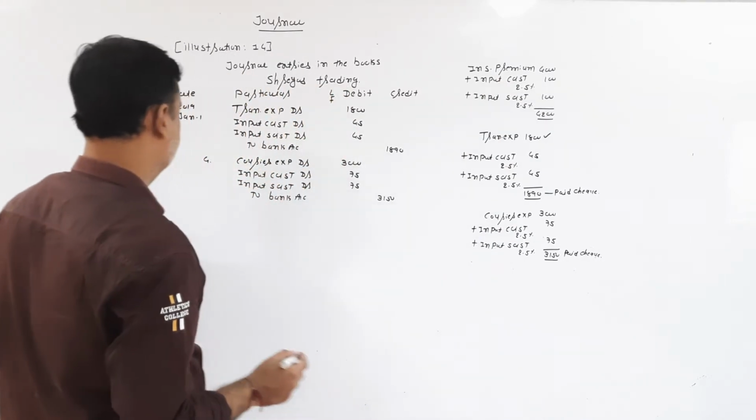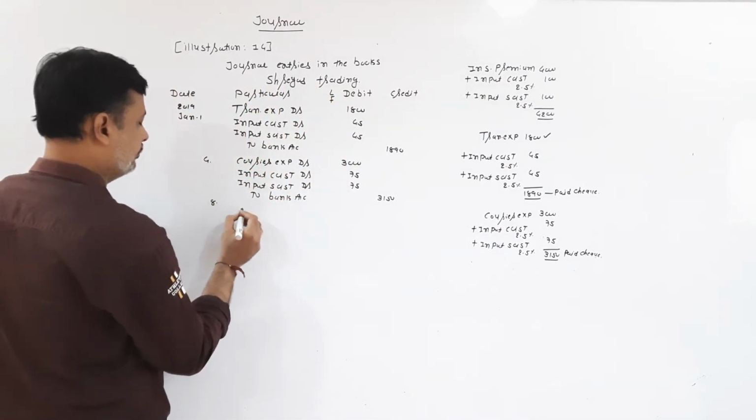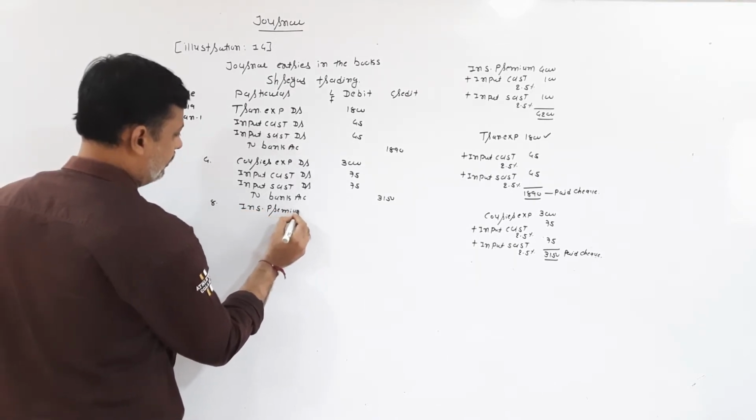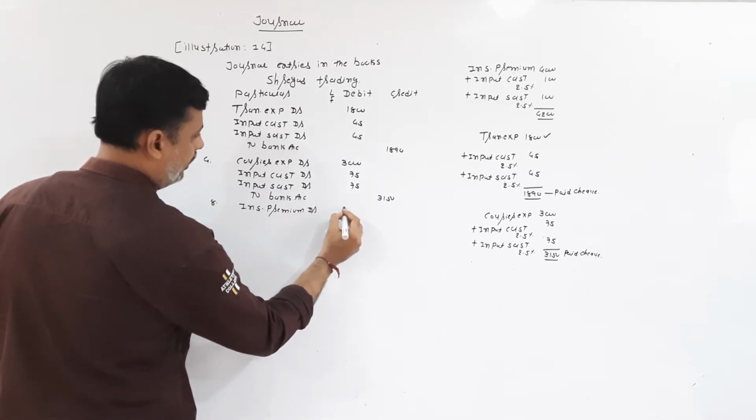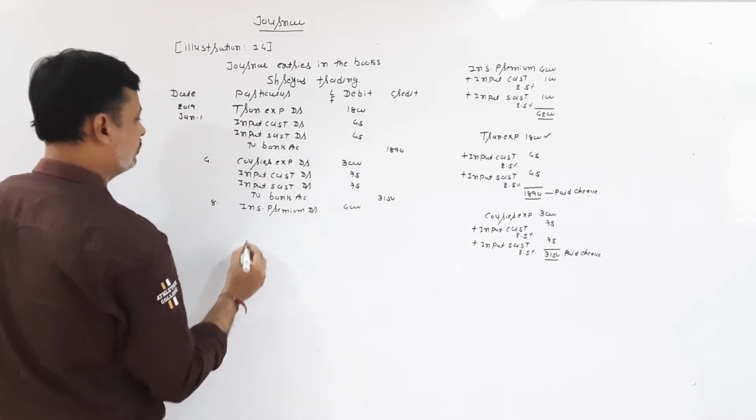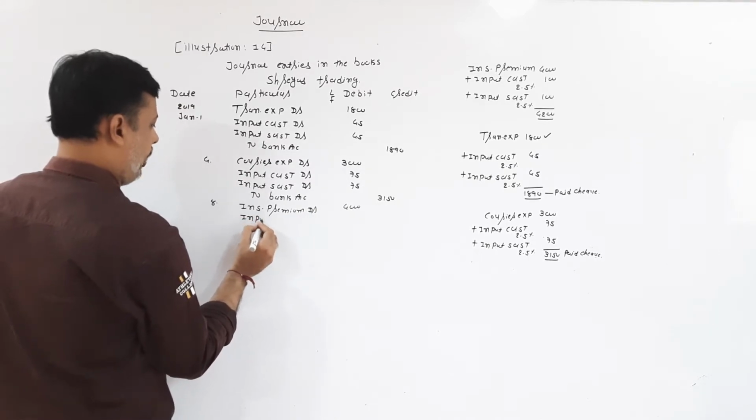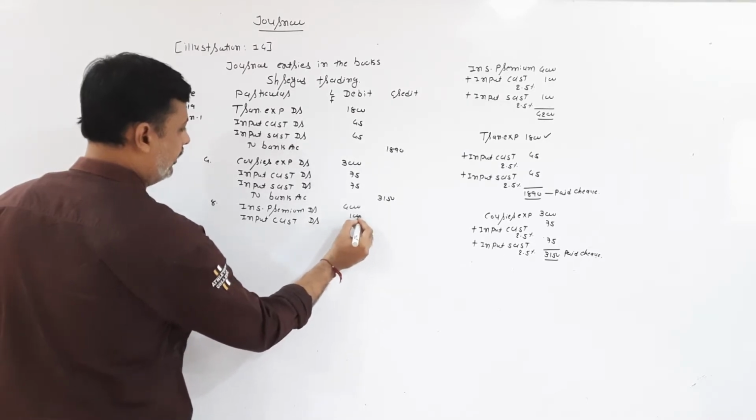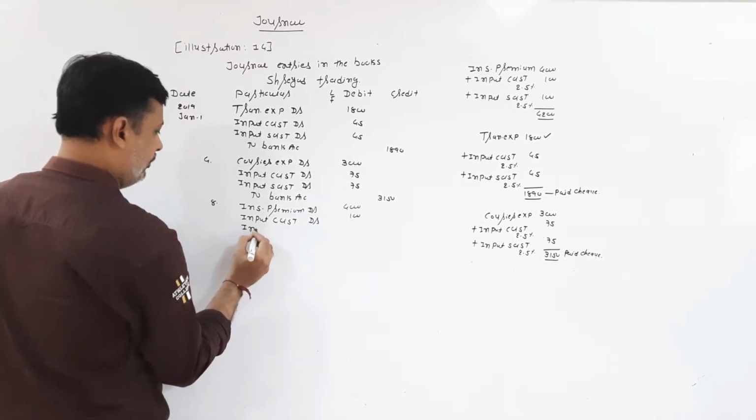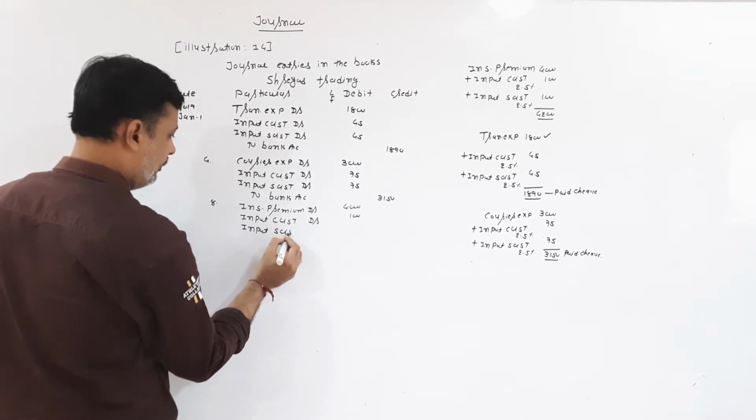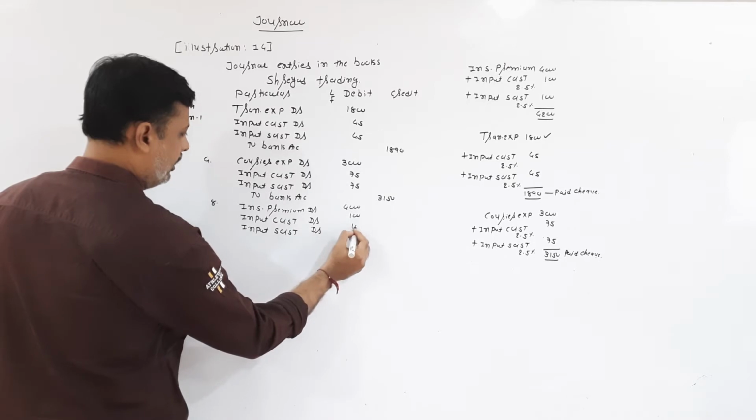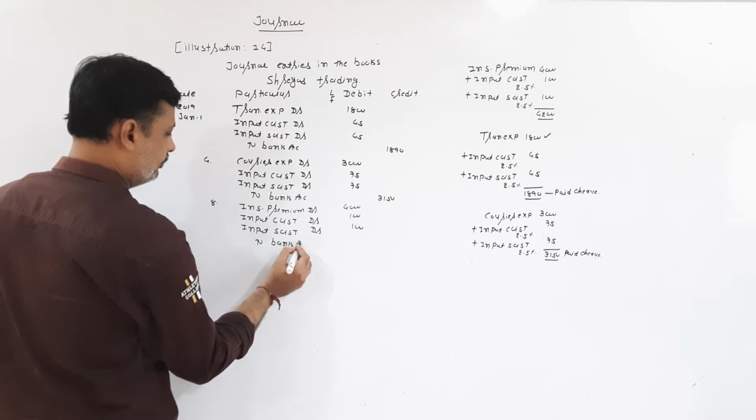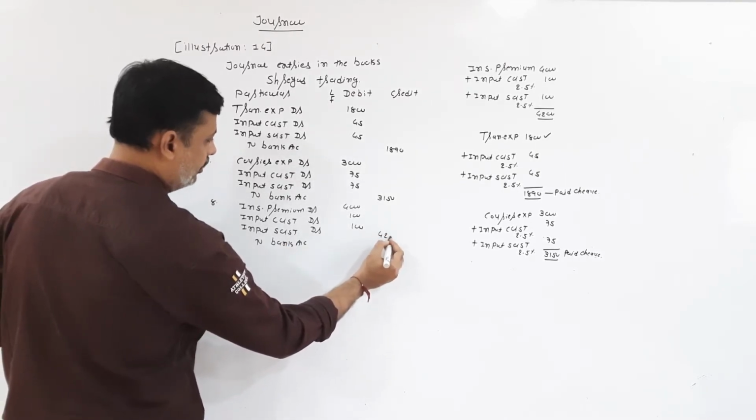Now 8. Insurance premium account debit 4,000. Input CGST account debit 100. Input SGST account debit 100 to bank account 4,200.